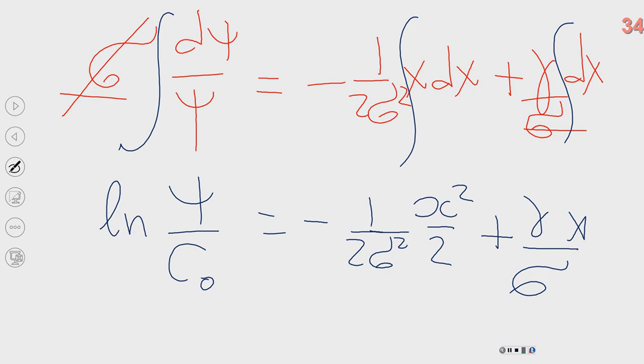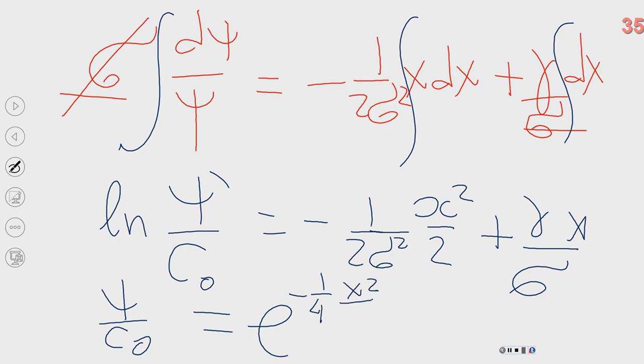When we did the same exercise 2 weeks ago, we didn't have this gamma term. And then this would give the Gaussian function centered at 0. What is the next step? If it would be your homework rather than mine. Exponentiate both sides. Yes. So exponential to the power of left and right side. Then on the left you have psi divided by c sub 0, and on the right it will be exponential minus all this stuff. 1 over 4 x squared over sigma squared plus gamma x over sigma. And we can remove the coefficient here and put it there.